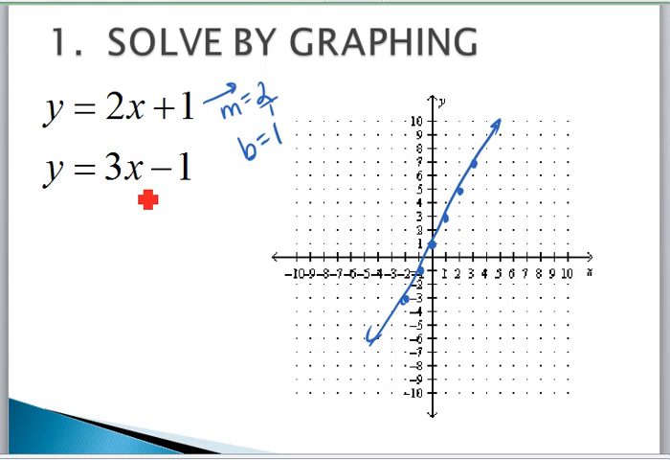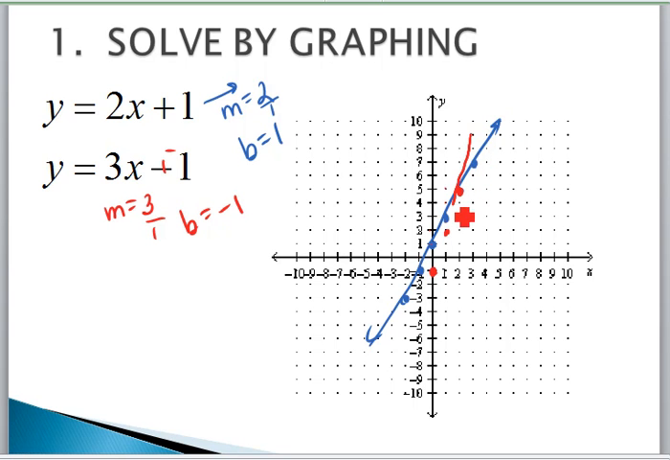My second line I'll do in red here. My slope is 3, and my b value is negative 1. And so I end up with a slope of 3 over 1. So the y-intercept is negative 1, and I have a slope of 3. Up 3 over 1, up 3 over 1.